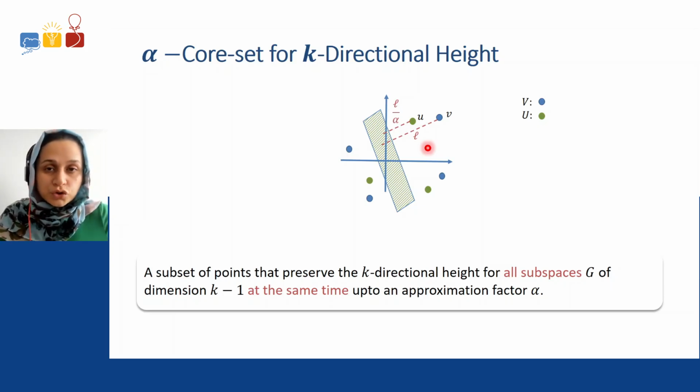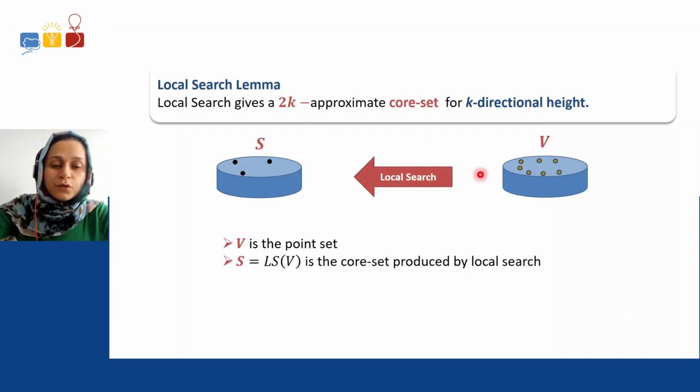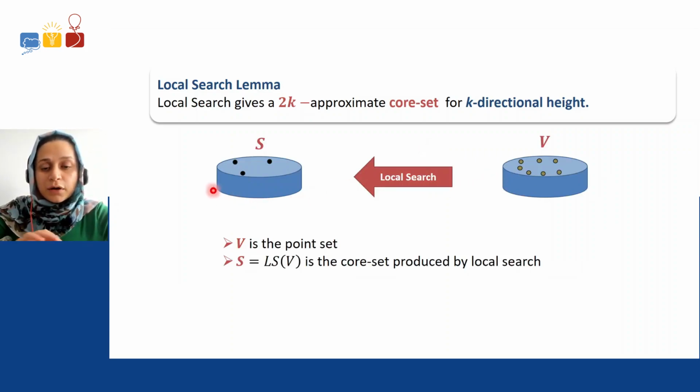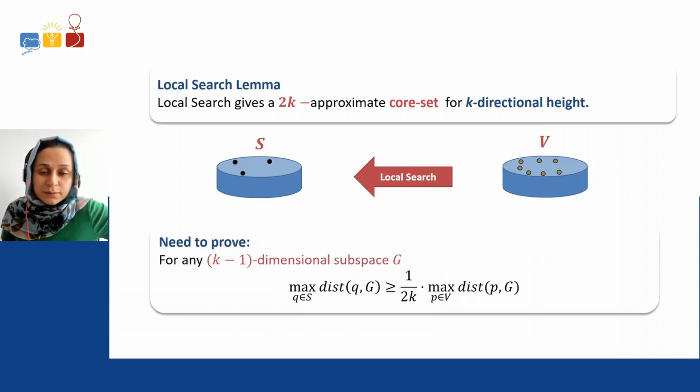Okay, so what we want to show is that basically the local search algorithm is giving a coreset for k-directional height of the point set. Meaning that if we have a point set and run the local search algorithm on it to get a subset S of size k, then although S has much smaller size than V, it's preserving the maximum distances with respect to all k-1 dimensional subspaces approximately.